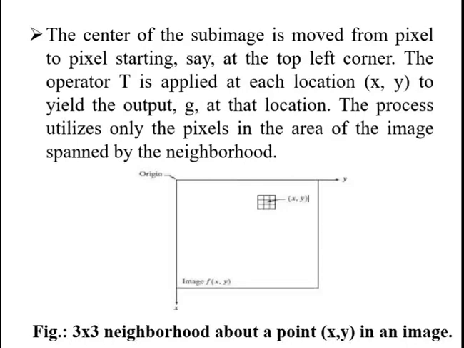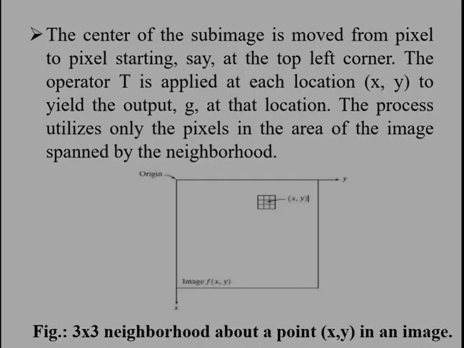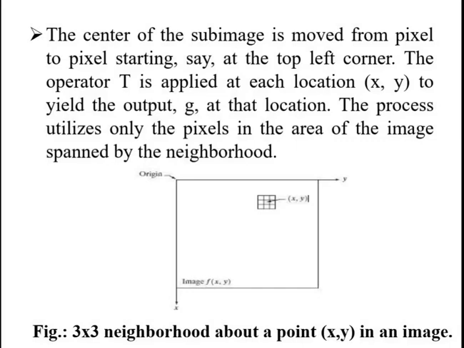The figure shows a 3 by 3 neighborhood about the point (x,y) in an image. The process the figure illustrates consists of moving the origin of the neighborhood from pixel to pixel and applying the operator T to the pixels in the neighborhood to yield the output at that location. Thus, for any specific location (x,y), the value of the output image g at those coordinates is equal to the result of applying T to the neighborhood with the origin at (x,y) in f.